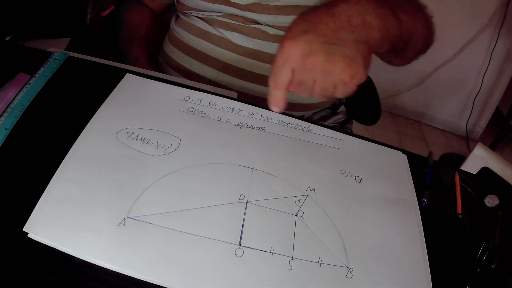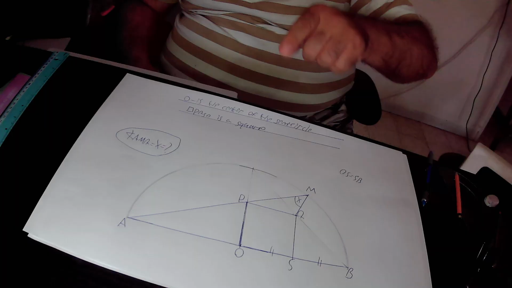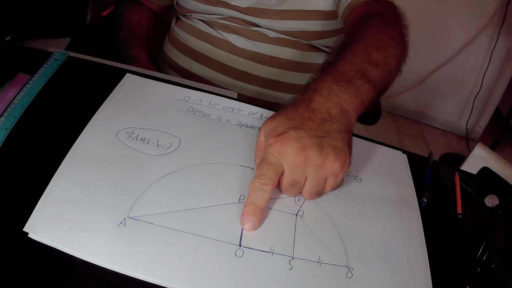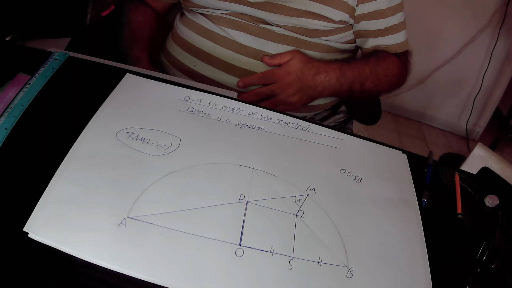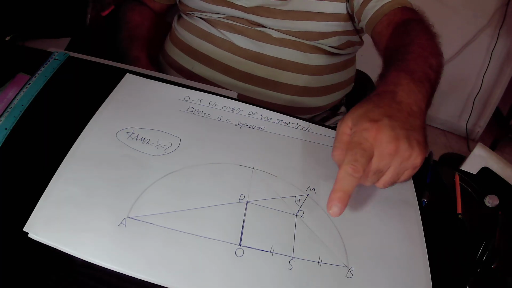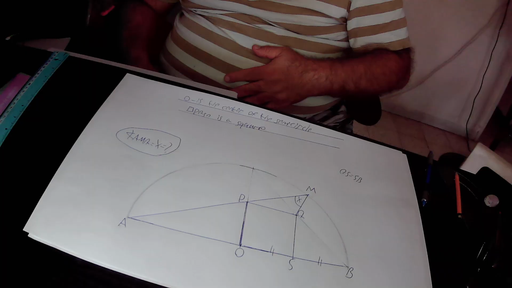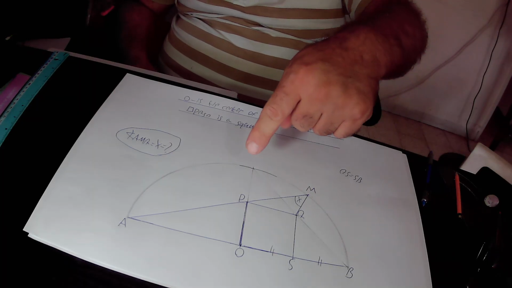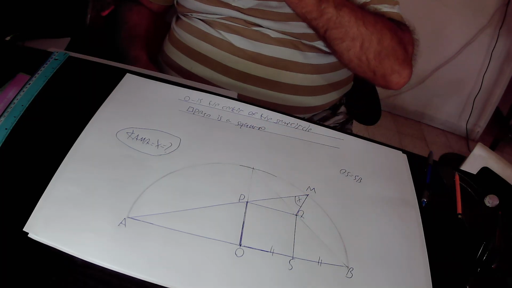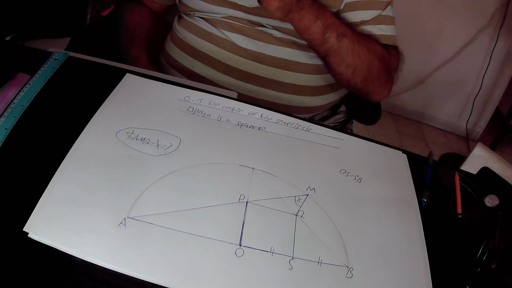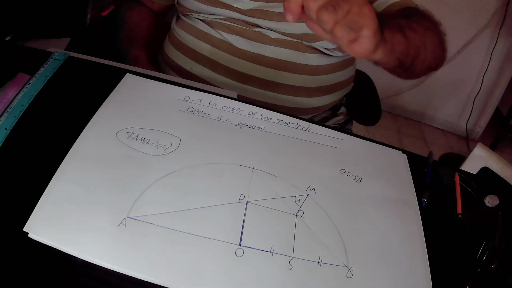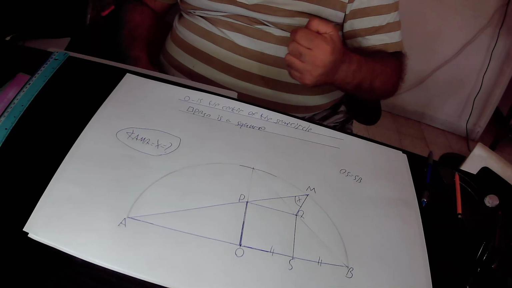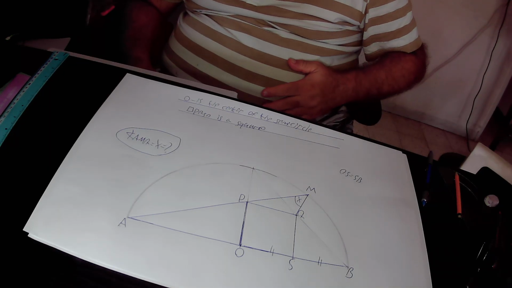In the drawing we have a semicircle. Point O is the center of this semicircle. AB is the diameter of this semicircle. We also know that OS equals to SB. Inside this semicircle we have square PQSO. Again, our task is to find out the size of angle AMQ is equals to x. We have to find out the value of angle x.